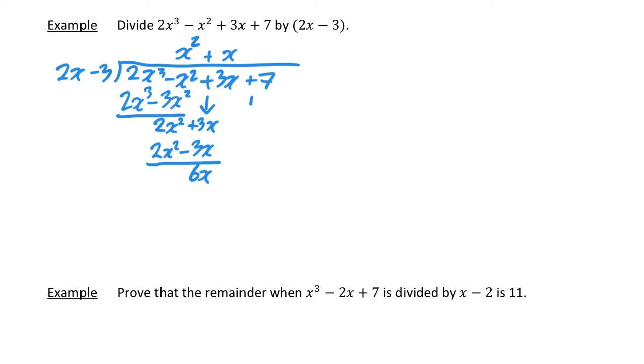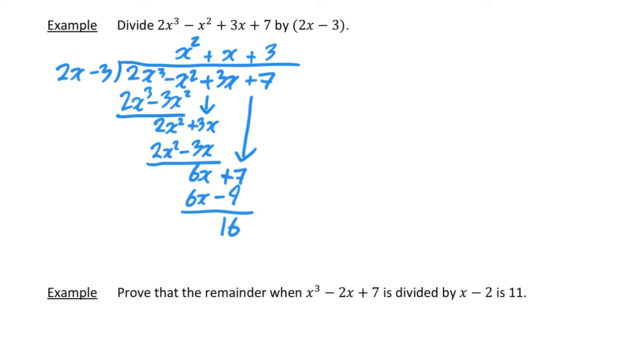And then you're almost there. Bring down your next term, which is a plus 7. And then we have to think, what do we need to multiply our 2x by to give you the 6x? And the answer is plus 3. You then multiply your 2x minus 3 by the plus 3 to give you 6x minus 9. And again, subtract. 6x minus 6x is 0. Plus 7 minus 9 is plus 7 plus 9, which is 16. Okay, and that is it, done.